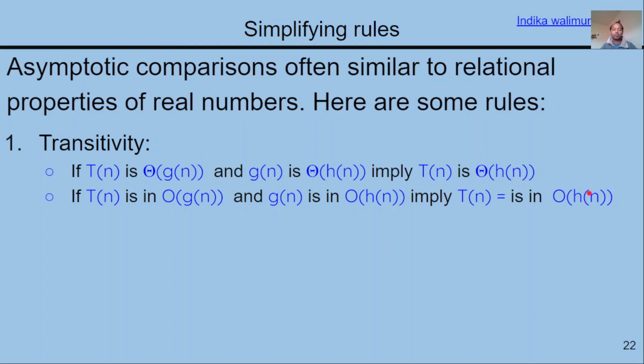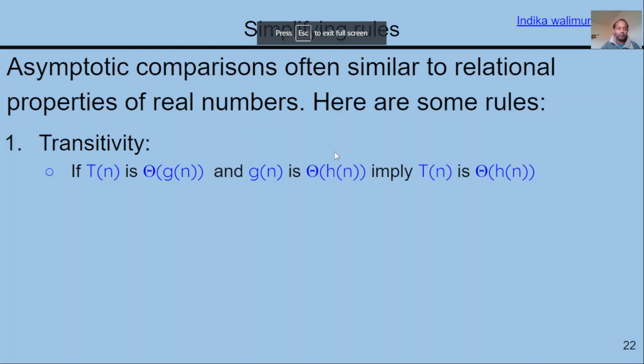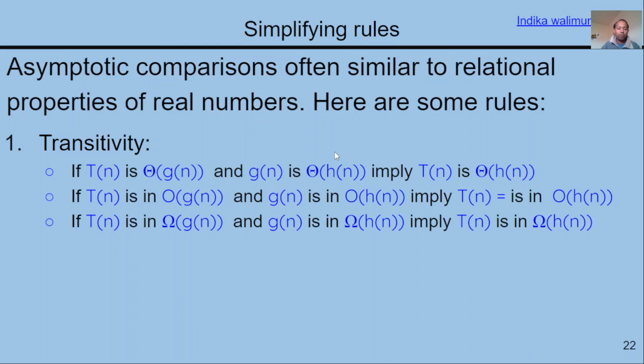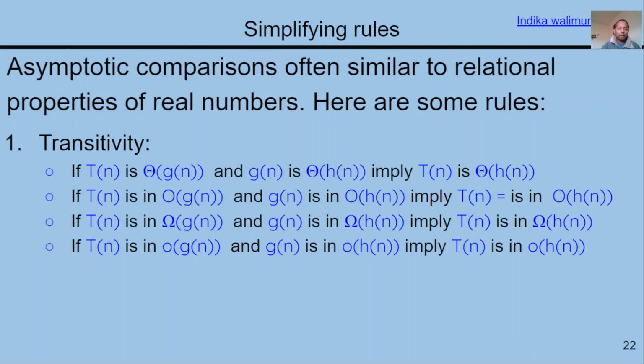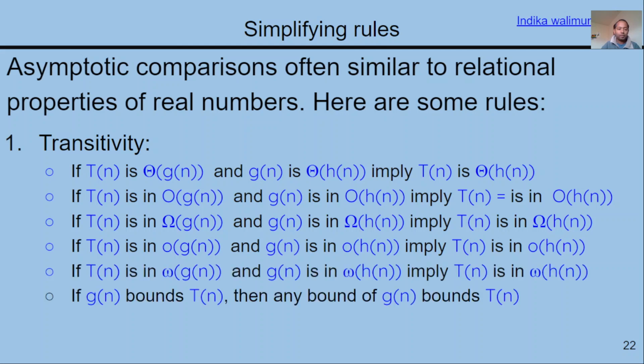Okay, and I'll try to graphically explain one of these examples. And the same holds for big omega, the same rule holds for small o, the same rule holds for small omega. Okay, so that's the transitivity.